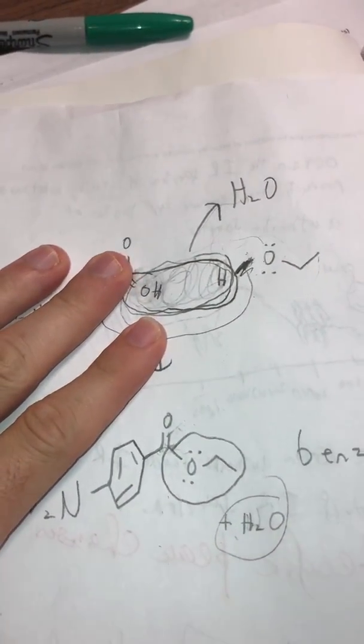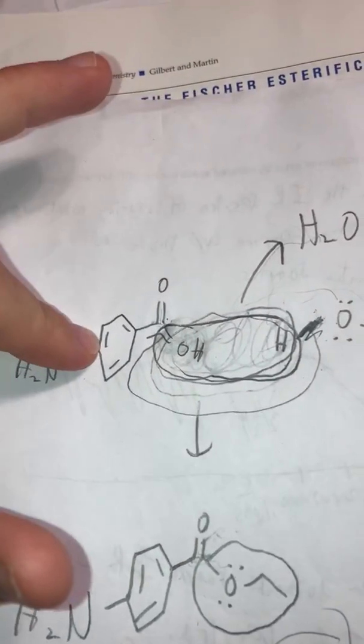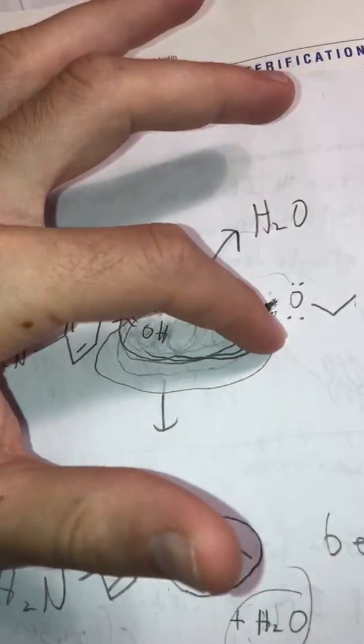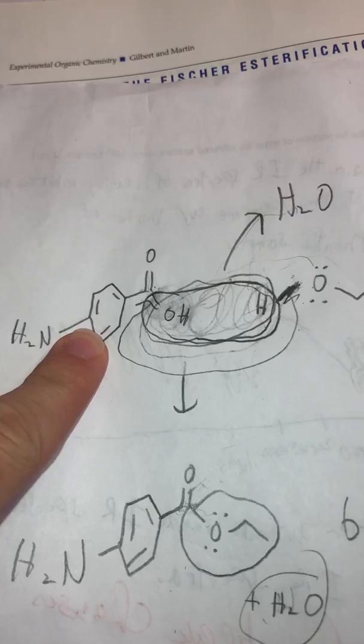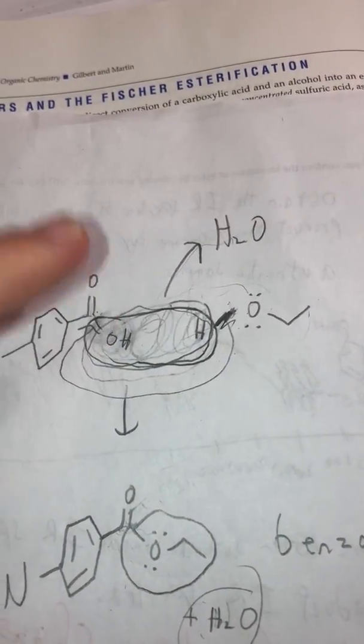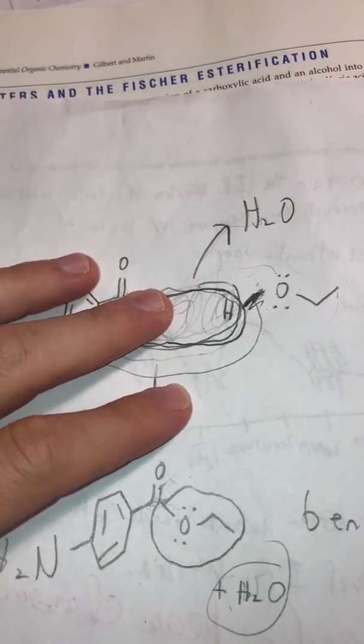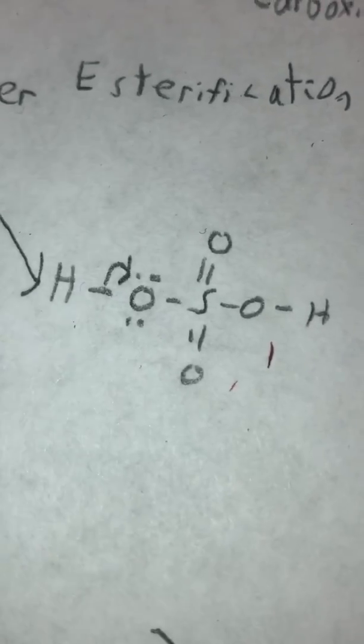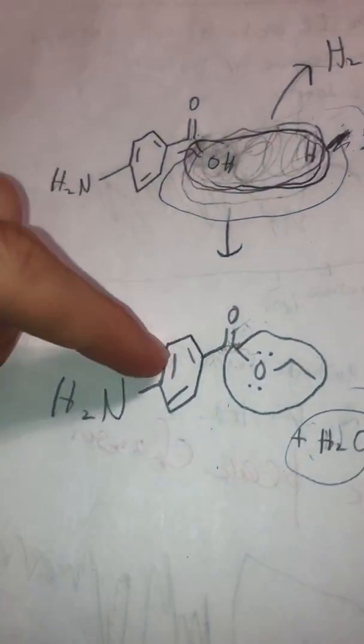Basically, Fischer Esterification is a reaction that takes a carboxylic acid and an alcohol. So this is your p-aminobenzoic acid, this is your ethanol. It happens in the presence of an acid catalyst such as sulfuric acid, which we use in this experiment. We use sulfuric acid to make an ester.